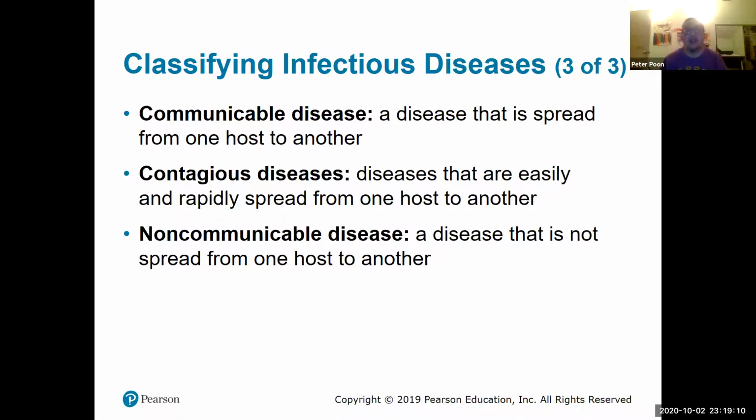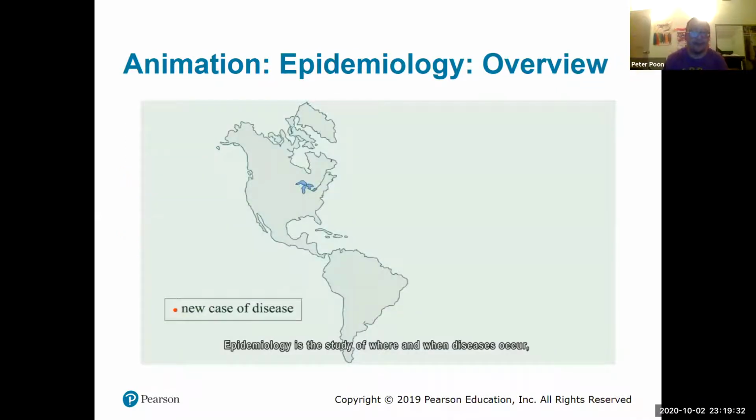A communicable disease is a disease that can be spread from one host to another. So COVID-19. A contagious disease is a disease that's very easily spread from one host to another. A non-communicable disease is a disease that cannot spread from one host to another. So cancer, for example, is a non-communicable disease.